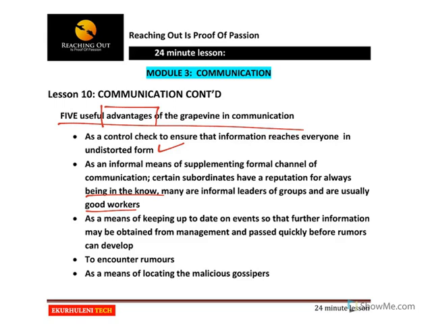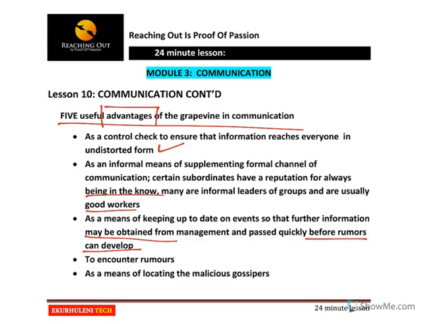Then management are able to see or to note the reaction of a group of people, and they might know what steps they need to take in advance. So it is a useful tool that the management usually use. Another advantage of the grapevine is as a means of keeping up to date on events so that further information may be obtained from management and passed quickly before rumors can develop. So remember, a grapevine, there is a thin line between a grapevine and a rumor. So sometimes it can be mistaken for a rumor, but only to discover that it was a grapevine.